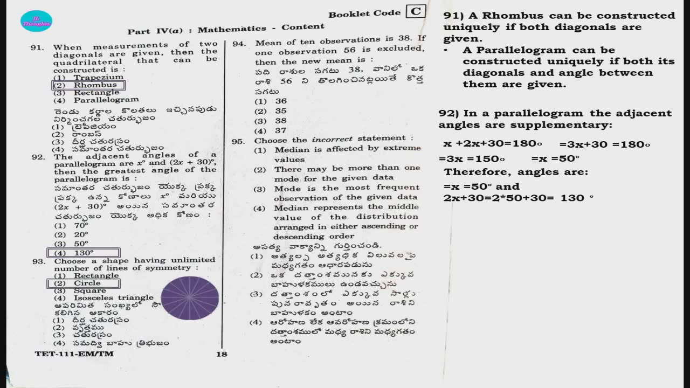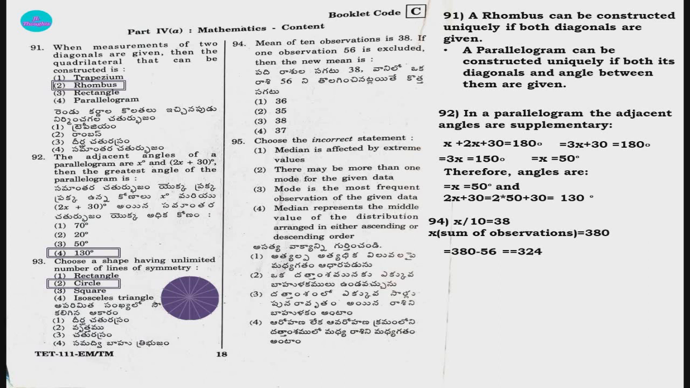94. Mean of 10 observations is 38. If one observation, 56, is excluded, then the new mean is. So what is given? Mean of 10 observations is given as 38 and one observation, that is 56, is excluded. Excluded means removed. Then what is the new mean? So we know what the mean is: the sum of the observations divided by the total number of observations. So if we consider the sum of the observations as x, x by 10 is equal to 38. So x we will get as 380.